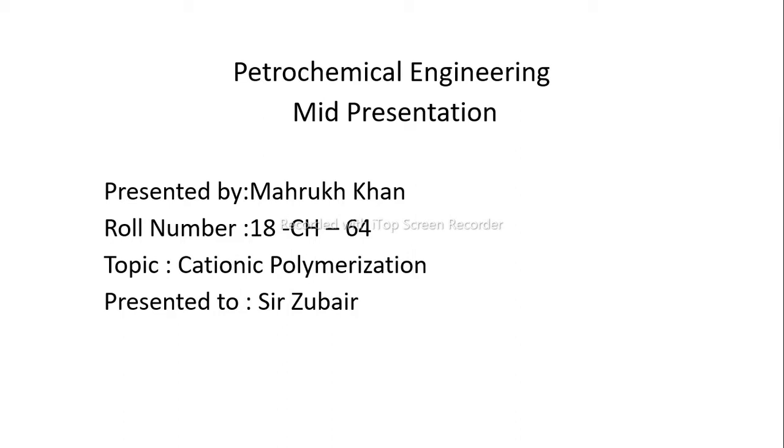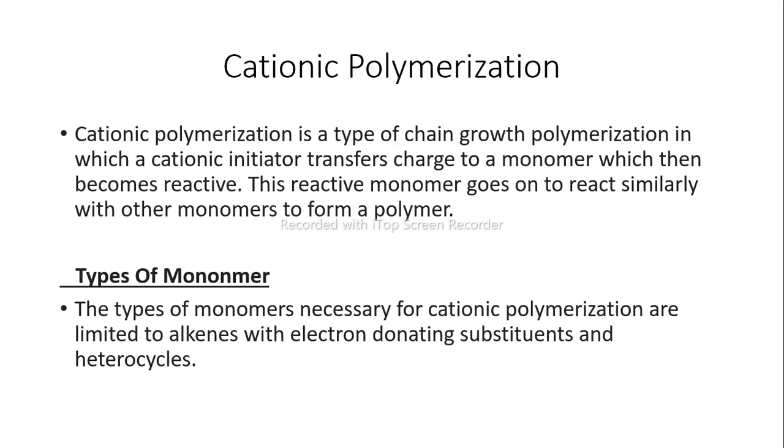The topic of my presentation is cationic polymerization. So first of all, we should learn what polymerization is. Polymerization is a process in which small molecules called monomers combine together to form large chain-like molecules, which are called polymers. And cationic polymerization is a type of polymerization in which ions are used to influence the reaction.